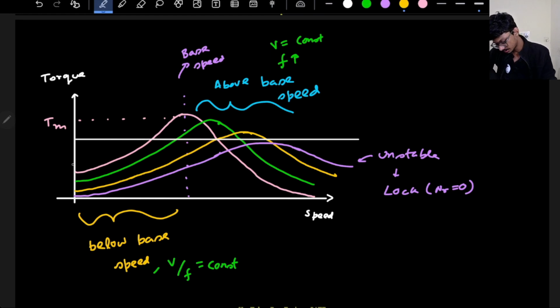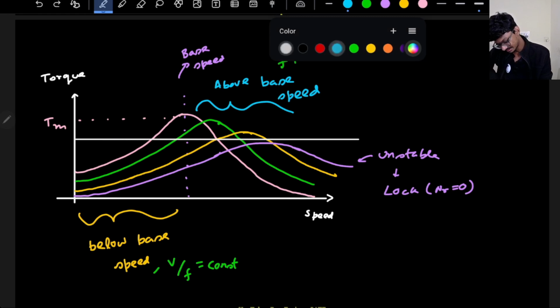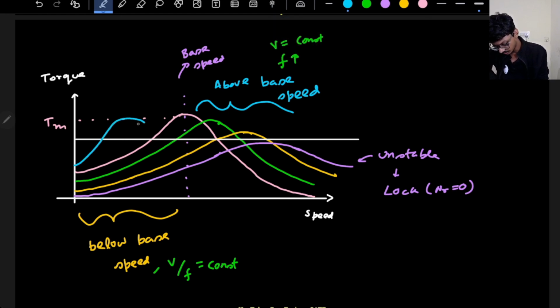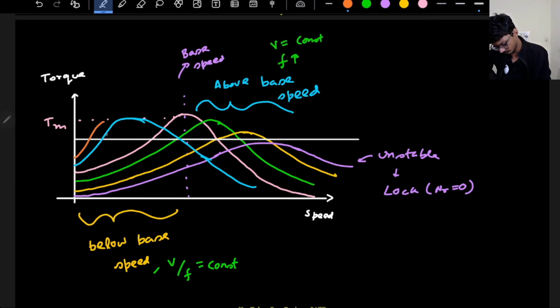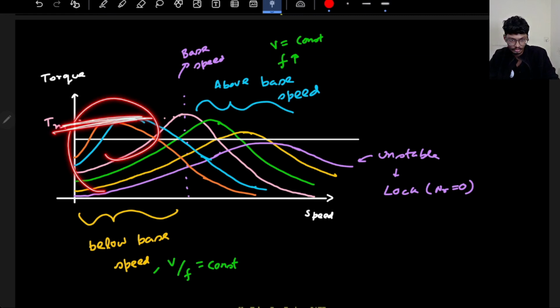Okay, so what will happen? Starting torque will also increase. So basically torque will only increase, it will not reduce. Okay, so that's a good thing. So that is the case over here. So here in this region the V by F will be constant, hence the maximum torque will not change, but here maximum torque will reduce. Okay, that is the only thing that you need to understand.